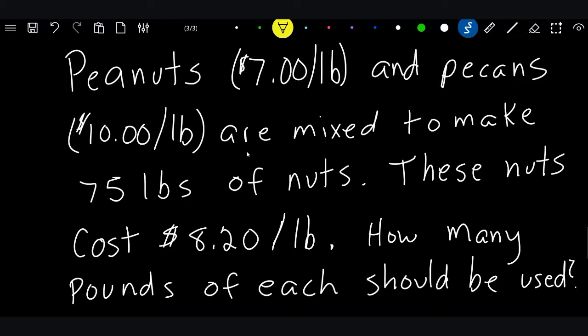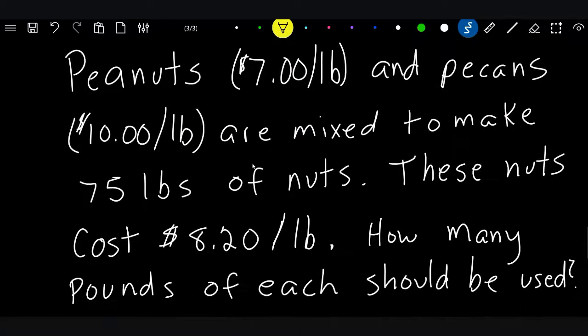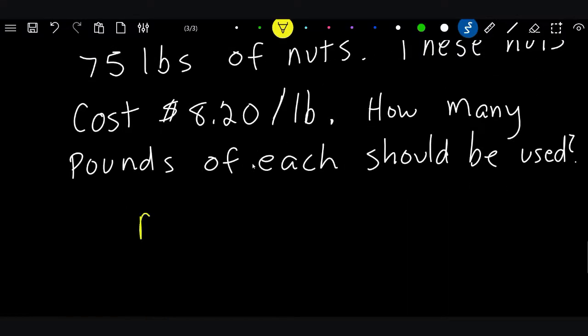So $7 for peanuts and $10 for pecans. Since we can't use P equals and P equals, since they both start with P, we'll call the peanuts N for nuts, and we'll call these C for pecans. So we're not going to use the P so we don't get confused. So we'll use N for nuts and C for pecans. You see what I did there? All right. So let's come down here and write those out. So we'll write N equals $7 per pound. This is what we know. And then the C for pecans equals $10 per pound.